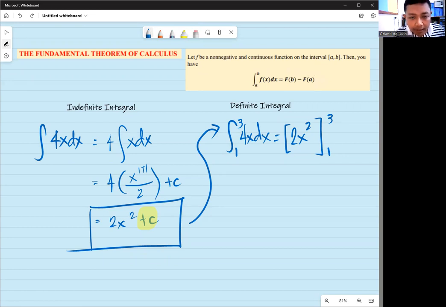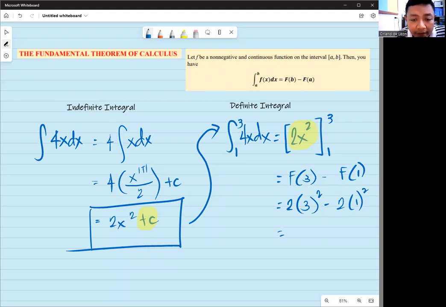Okay, so let's now do this. This will become, are you ready? We have here f of 3 minus f of 1. Let's substitute the value of x, which is 3, and then the value of x, which is 1, into our given function. We will have 2 times 3 squared minus, for the f of 1, 2 times 1 squared. We just substitute. And then after that, we will have 2 times 3 squared is 9 minus 2 times 1 squared is 1. Then simplify this further.